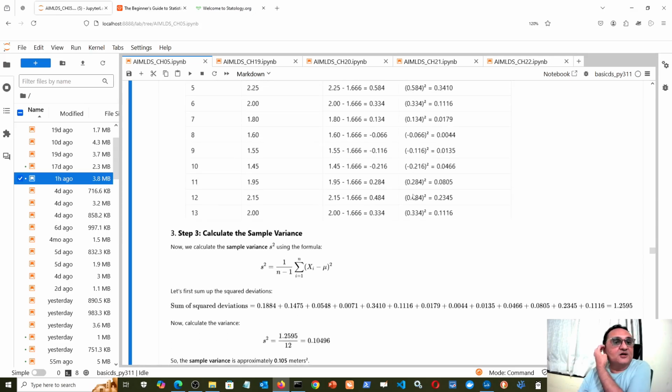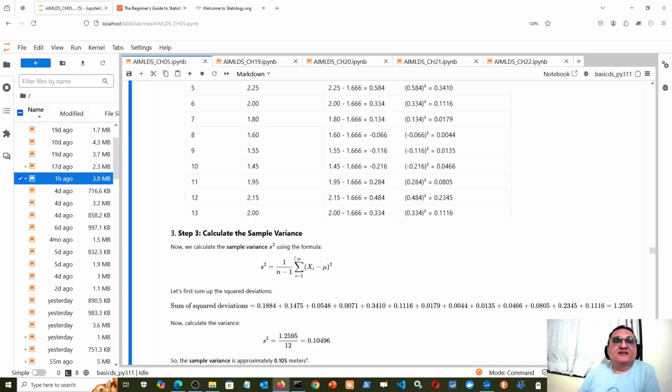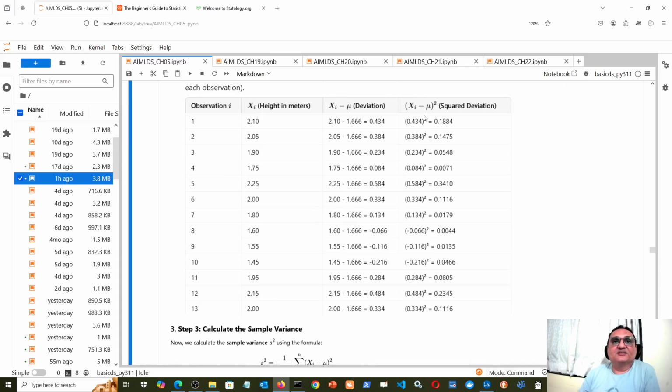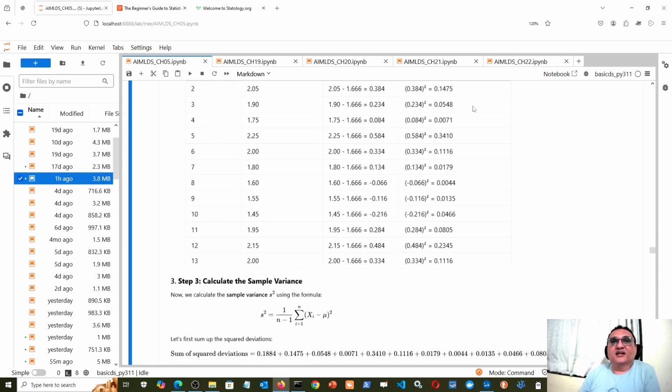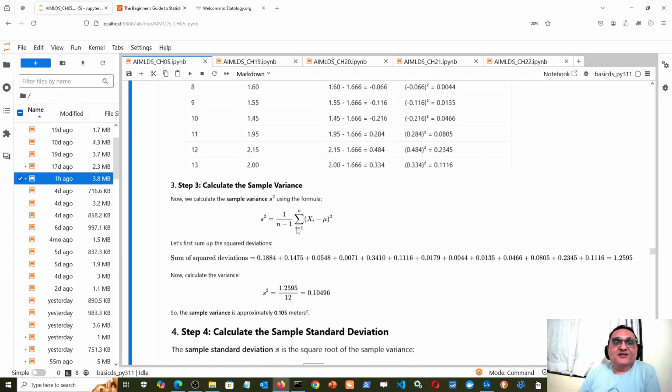And if you do the sum of these, that will give sigma xi minus mu whole square. The summation of this rightmost column will be this part, sigma xi minus mu whole square. And then you divide by n minus 1. That gives you variance. Now if you are finding it for a sample, then you divide by n minus 1. If you are finding it for a population, then you divide by n, the total number of observations.